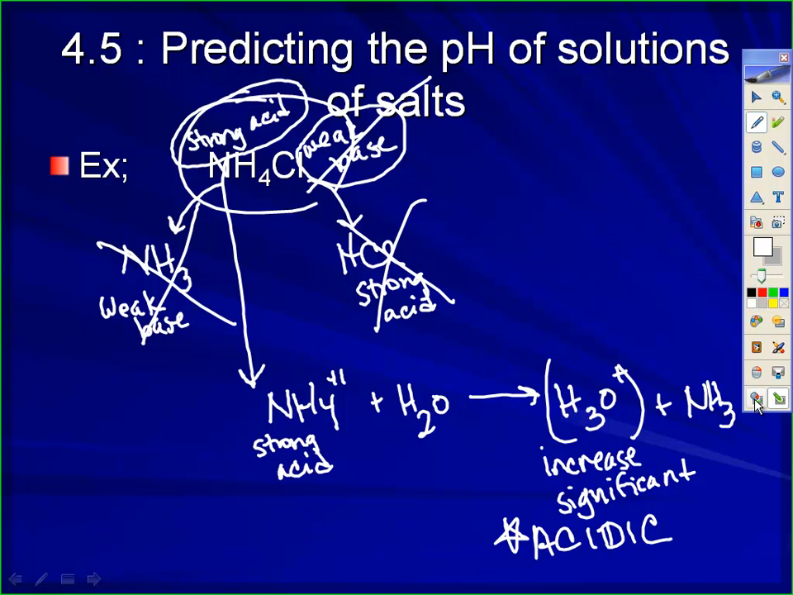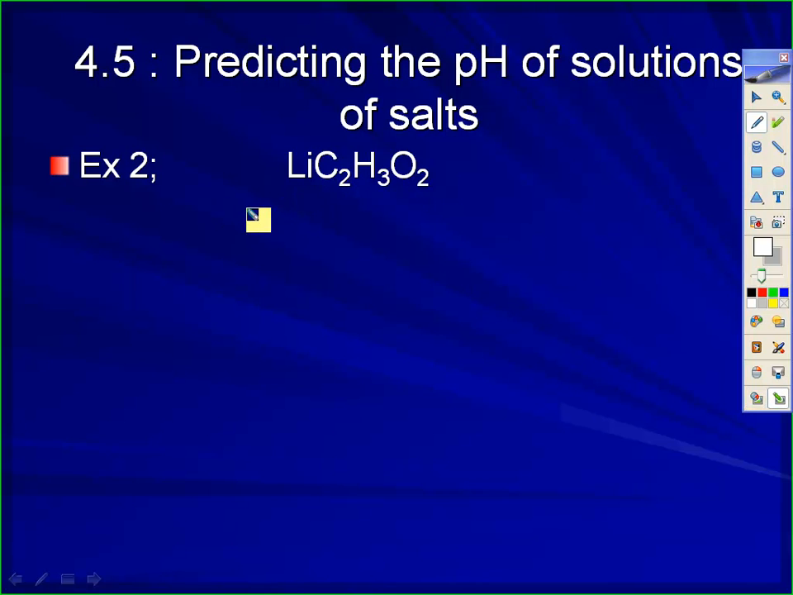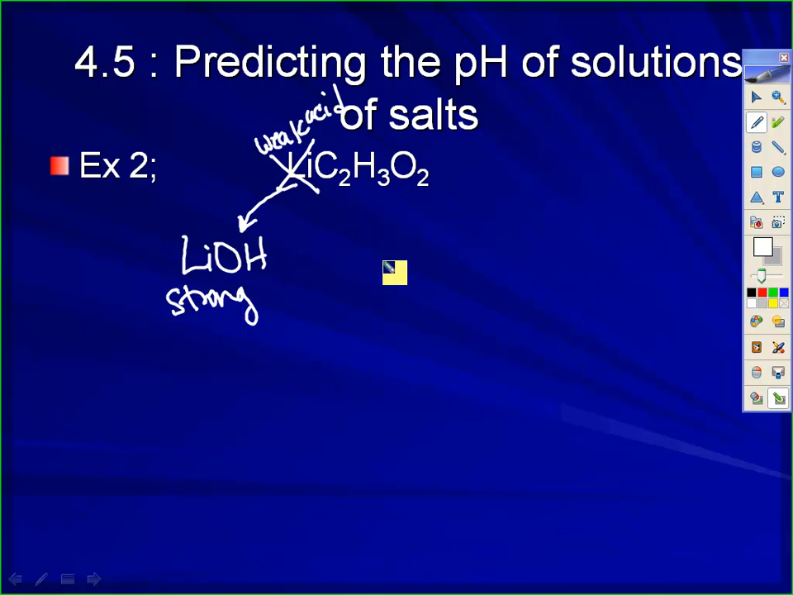Let's do another one. Okay, this time I have LiC2H3O2. This is lithium acetate. So step 1 is to find your parent acid and base. So remember, your cation comes from your base. So Li's base was LiOH. It's an Arrhenius base. LiOH is a strong base, which means that Li as an acid is very weak. Since it's a weak acid, we don't really need to worry about it for reacting with water.